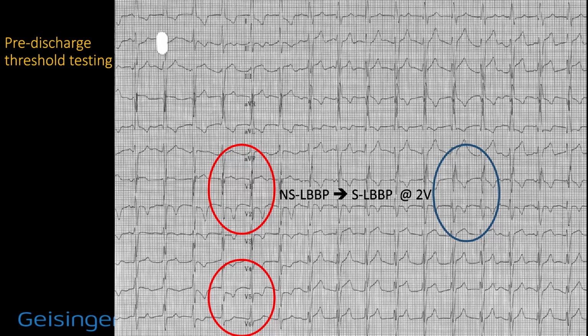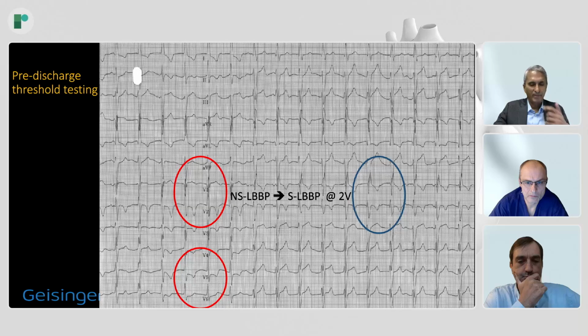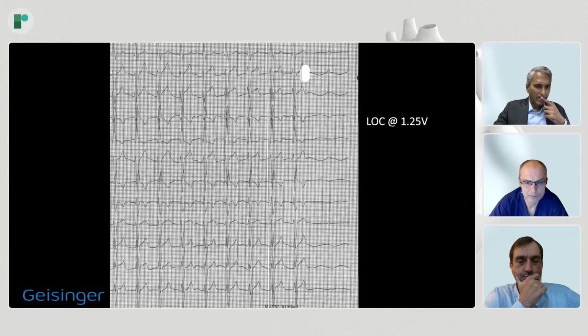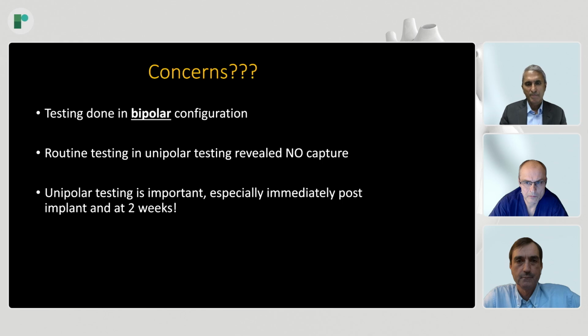Next slide, please. The loss of capture was at 1.25 volts, and this patient was ready to be discharged. I was a little concerned that the threshold for selective capture was at 1.25 volts, while it was much lower at implant. And when we did unipolar threshold testing, there was no capture.